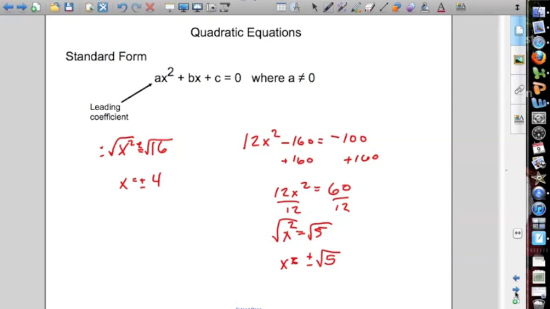And so make sure you know whether you want exact answers or rounded answers. If it was a rounded answer, then I'd go through and I'd figure out what the square root of 5 is.